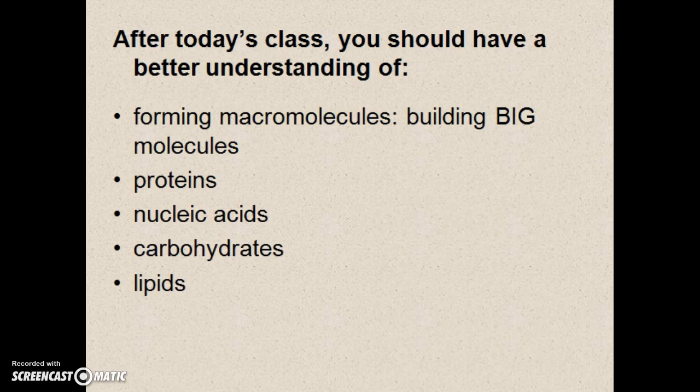So after today's lecture, you should have a better understanding of how the 4 big molecules are formed. Also proteins, and how nucleic acids are formed, and carbohydrates, as well as lipids.